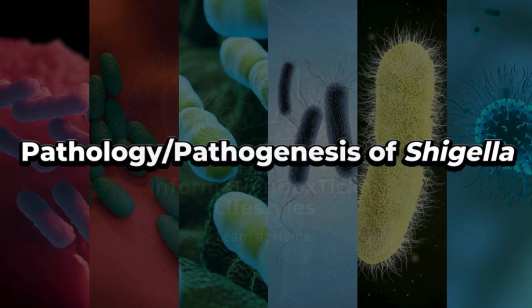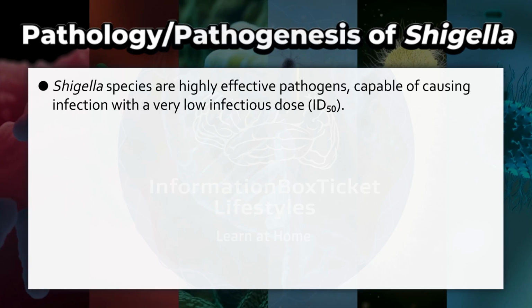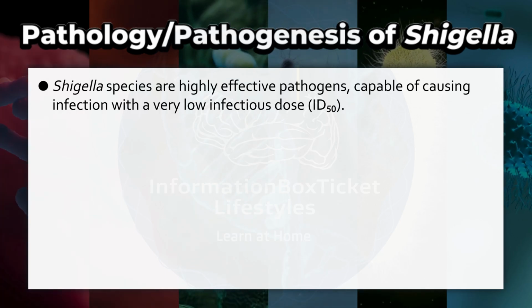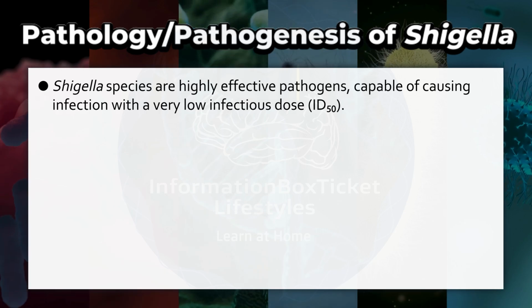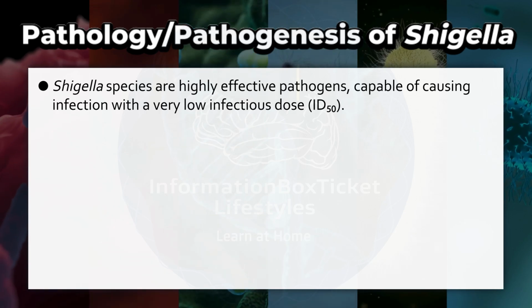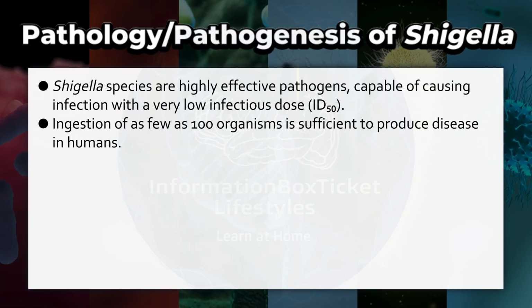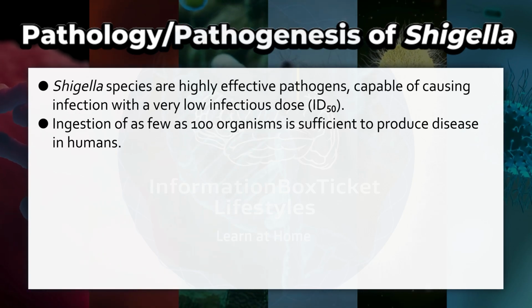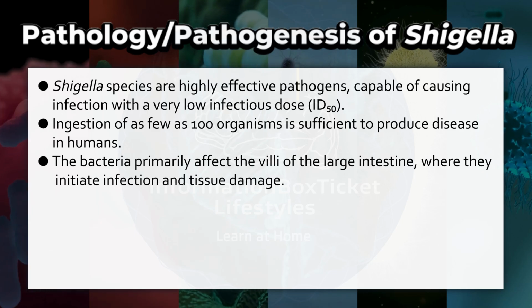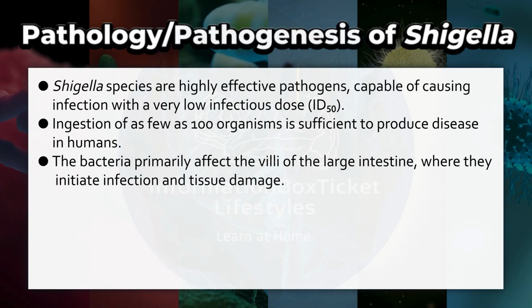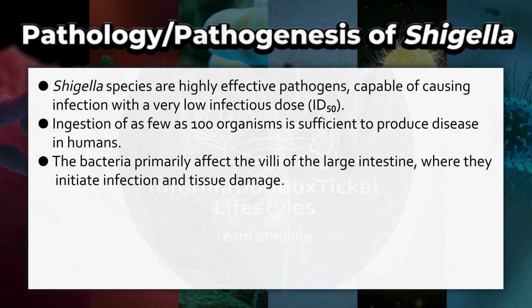Pathology and pathogenesis of Shigella. Shigella species are highly effective pathogens, capable of causing infection with a very low infectious dose, ID50. Ingestion of as few as 100 organisms is sufficient to produce disease in humans. The bacteria primarily affect the villi of the large intestine, where they initiate infection and tissue damage.